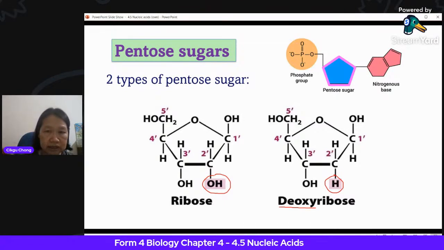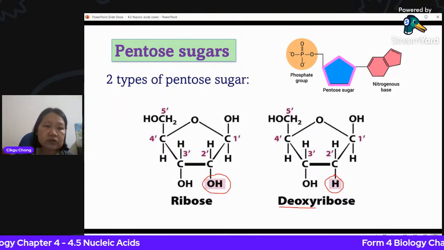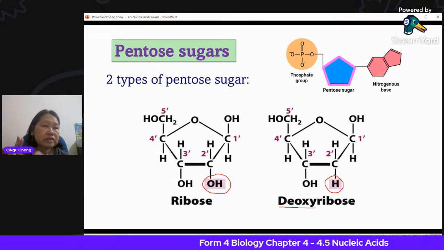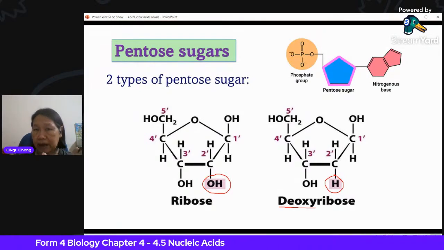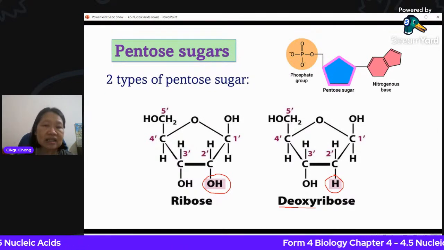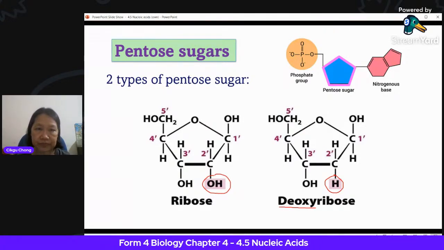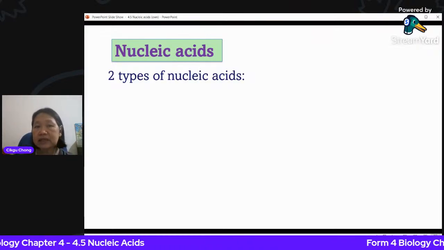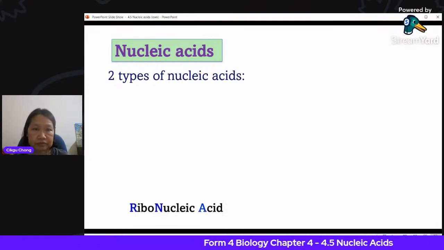How to draw this? Where is your C, where is your O, where is the H? It's not needed. You just need to know it's a pentagon shape, and the 2 types of sugar are ribose or deoxyribose. Now, what type of nucleic acid is made depends on what sugar is present in the nucleotide. So there are 2 types of nucleic acid, depending on the type of pentose sugar.